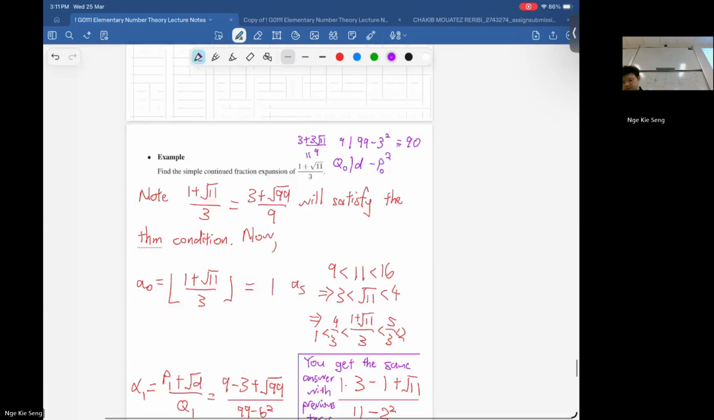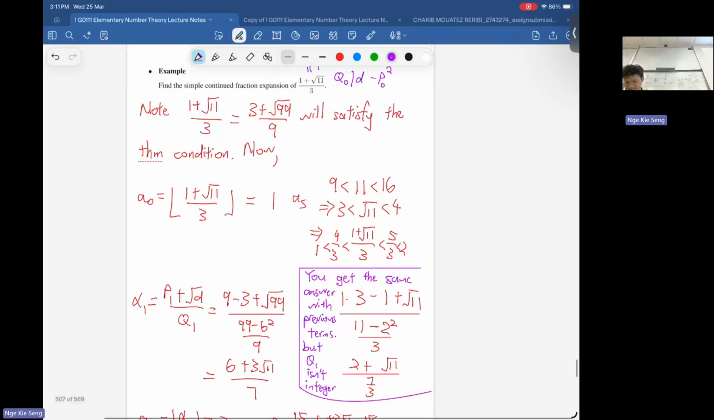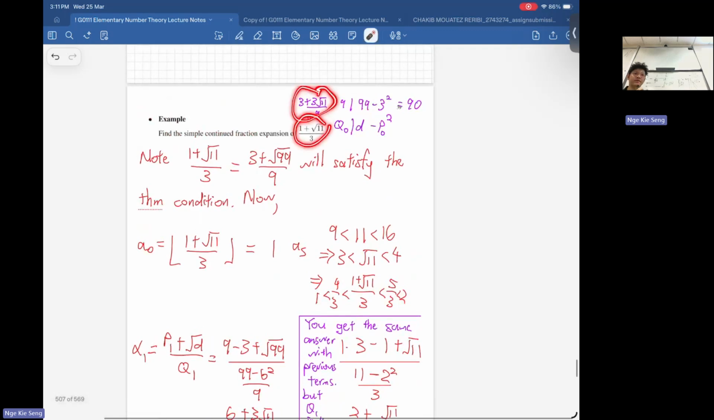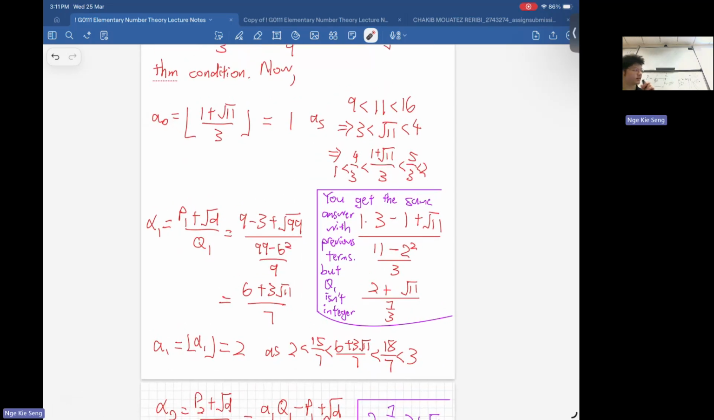Okay. So yesterday, I went back and tested it. I tested the formula with this form and this form. I checked that the A0 term is the same no matter how you scale it. Okay, it should be 1. How did I find 1? I use this argument here. I squeeze 11 between two perfect squares, so the square root is squeezed between 3 and 4, and then I can squeeze this term in between 1 and 2.